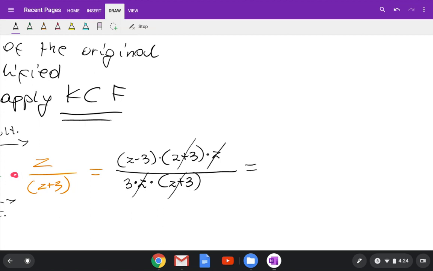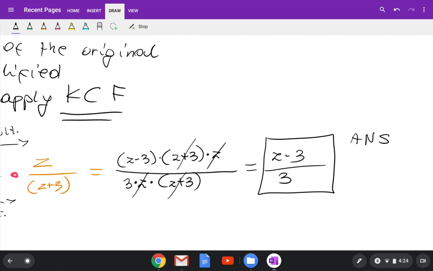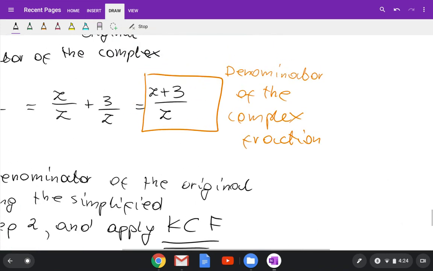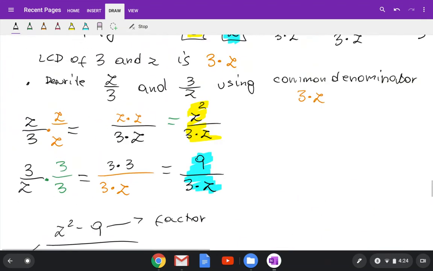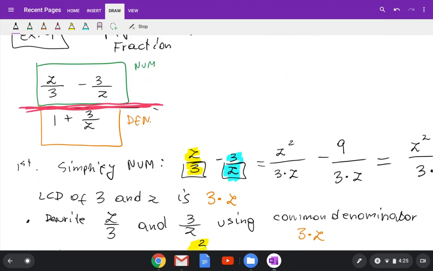So our final answer will be the remaining factors, which is z minus 3 over 3. And this is the final answer. I do understand that those problems take time to solve, okay? Because they are very complex, that's why they call them complex fractions: a very complex numerator and a very complex denominator, which you need to simplify, and then by the end simplify that final fraction, okay?